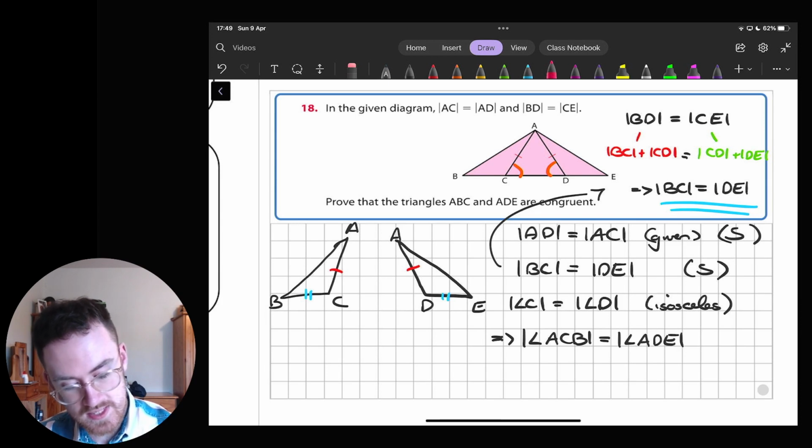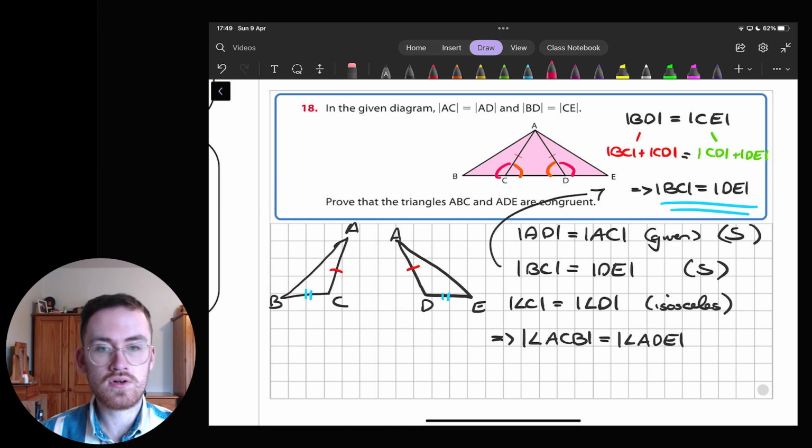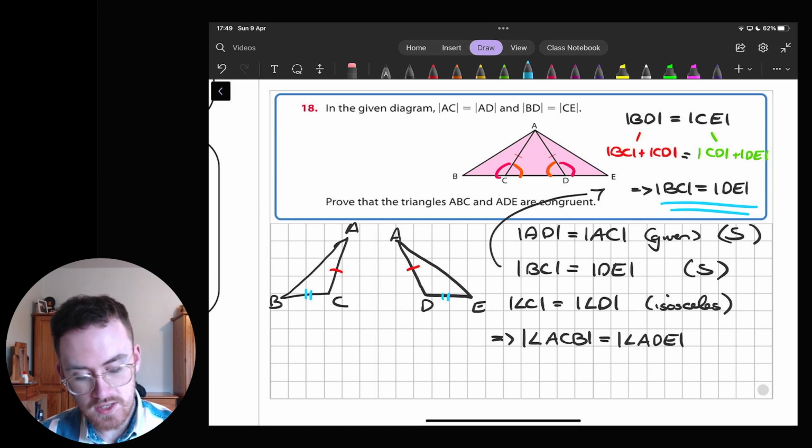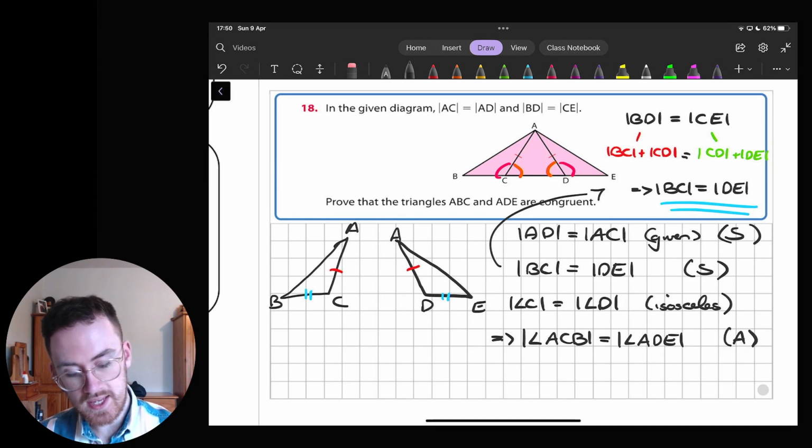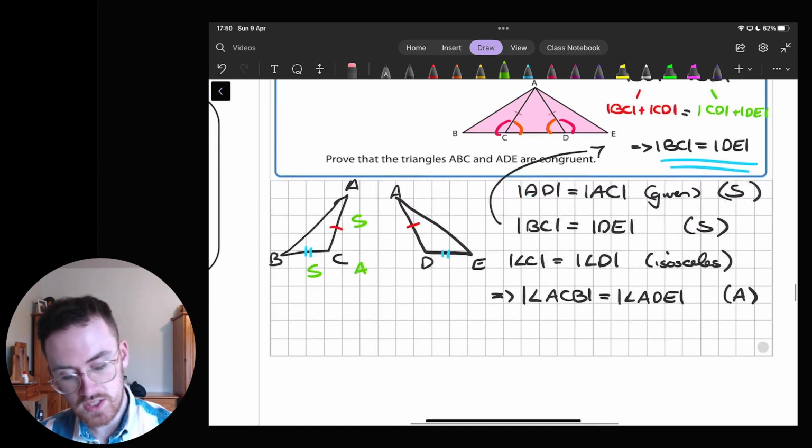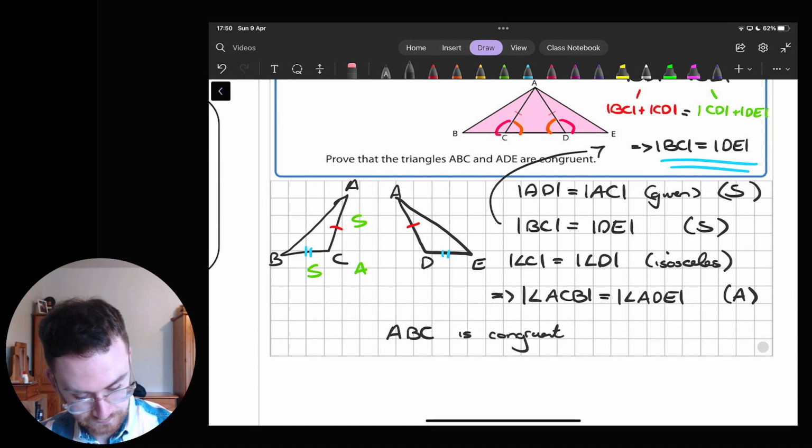What I'm saying is that this angle and this angle must also be equal. The reason for that is that that pair of angles here would have to add up to give me 180 degrees, and the same thing is true on the other side. So that actually gives me an angle. So what I have now is a side, the angle between it, and another side. So I can say that ABC is congruent to ADE, with my reason being side, angle, side.